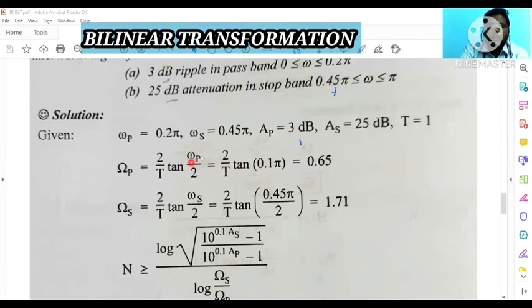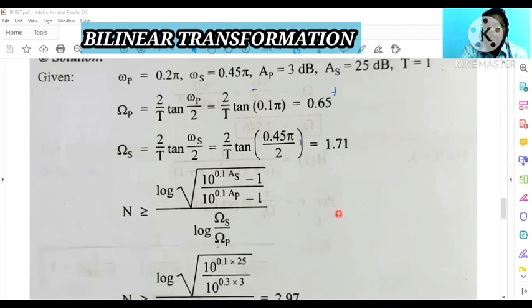So omega p is equal to 2 by T tan omega p by 2. Here omega p is 0.2 pi, and 0.2 pi divided by 2 is nothing but 0.1 pi. T equal to 1 second, so 2 times tan 0.1 pi. Using the calculation, you can get this answer 0.65. Similarly, to calculate omega s, that is 2 by T tan omega s by 2, 2 by T tan 0.45 pi divided by 2, which is equal to 1.71.